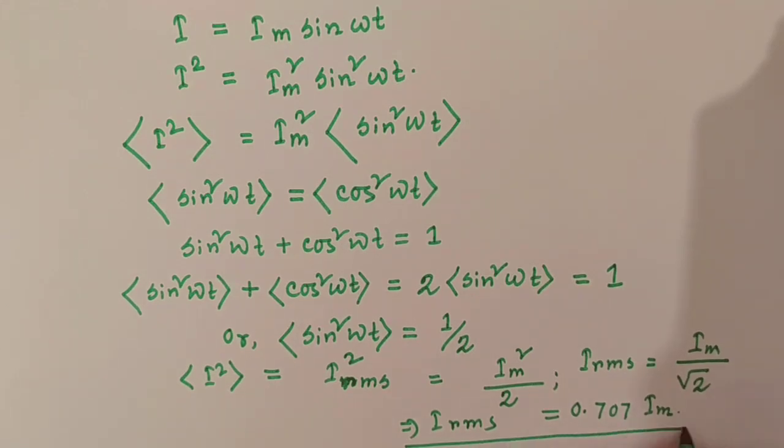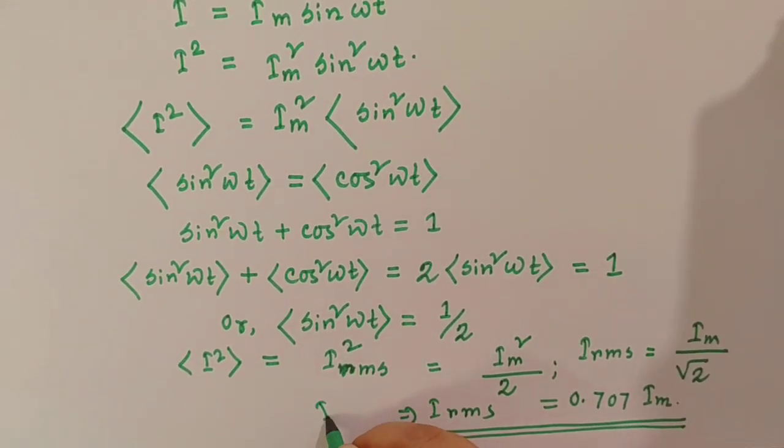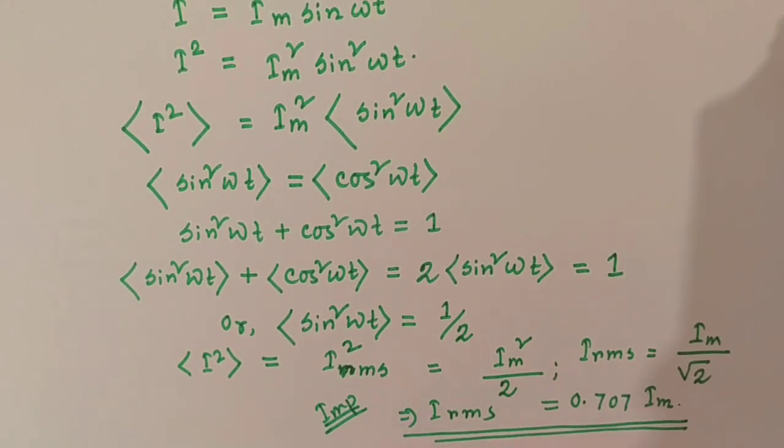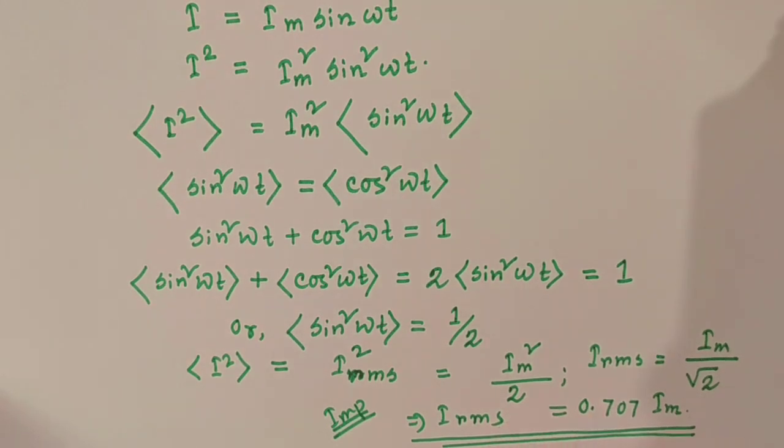This equation is important for your exam and for different mathematical problems. If you solve different mathematical problems, then also this equation is required. So in that way we can prove IRMS is equal to 0.707 Im. Sometimes this question is asked for 2 or 3 marks, to show that IRMS is equal to 0.707 Im.